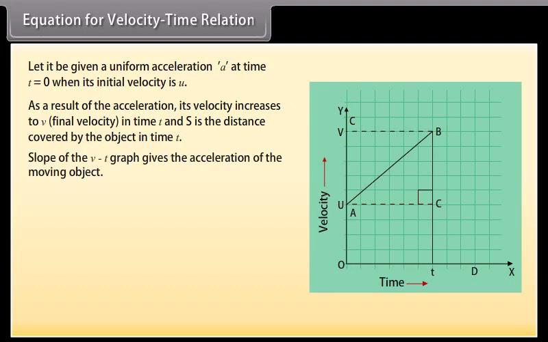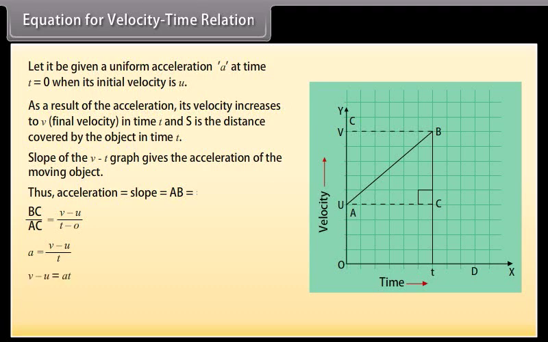Slope of the v-t graph gives the acceleration of the moving object. Thus, acceleration is equal to slope, which equals AB upon BC upon AC, which is equal to (v minus u) upon (t minus 0), where a is equal to (v minus u) upon t. This gives v minus u equal to at, so v equals u plus at, which is the first equation of motion.